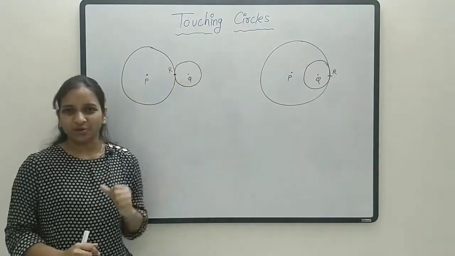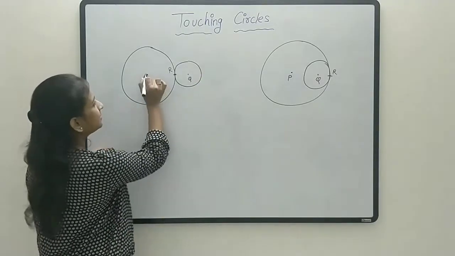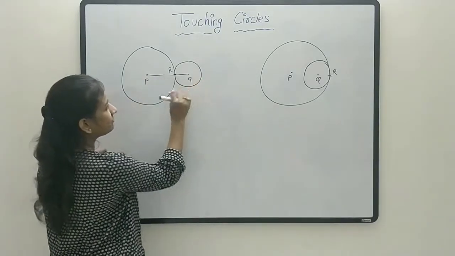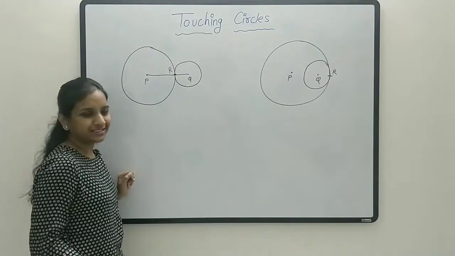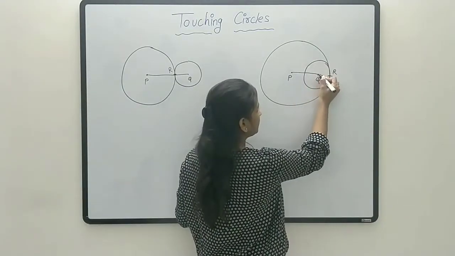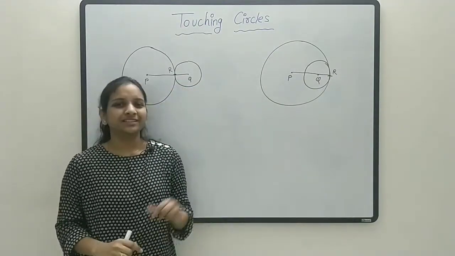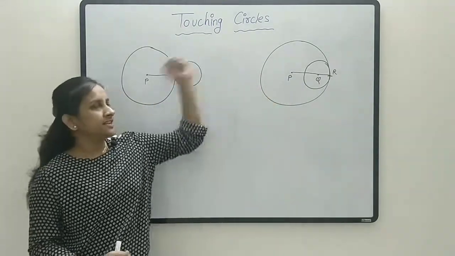These 3 points are collinear. These 3 points lie on the same line. There is a line which can pass through these 3 points. Here also these 3 points are collinear. We can draw a line through these 3 points. Understood? This is called the theorem of touching circles.